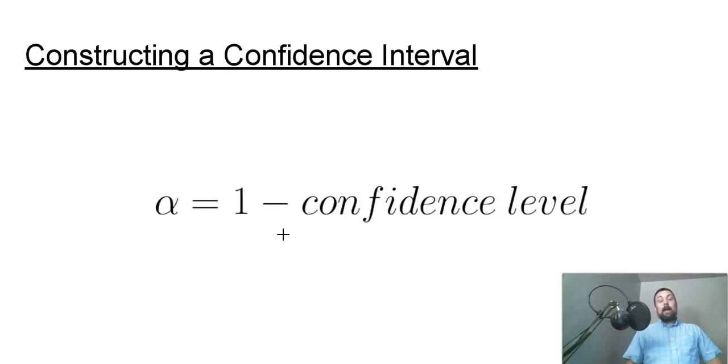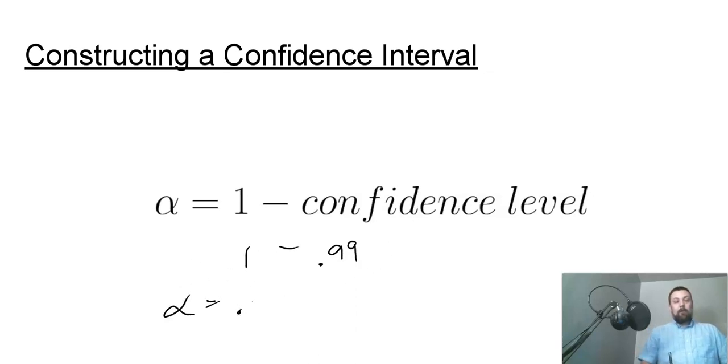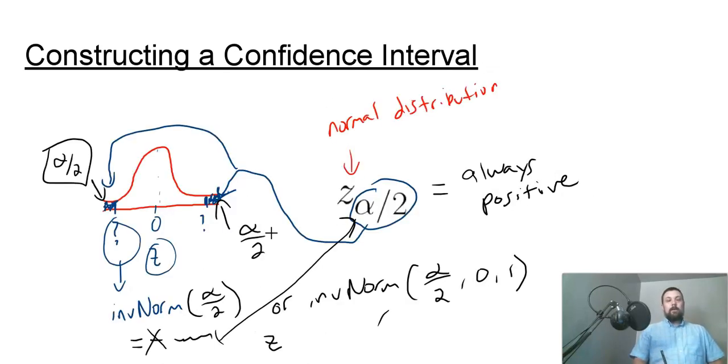Okay, so that's how you find alpha. If you have a 99% confidence level, that means you would put 0.99 as your confidence level in this formula. And in that case, alpha would equal 0.01. Right? And then you would take that alpha, divide it by 2, because half of it has to go in the left tail and half of it has to go in the right tail.